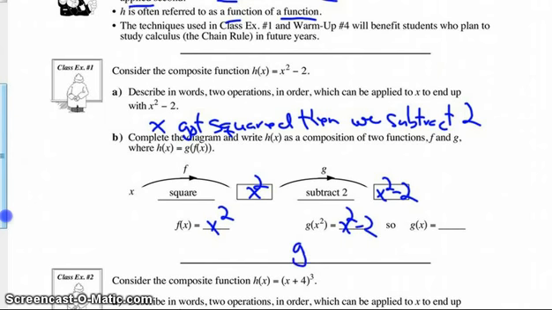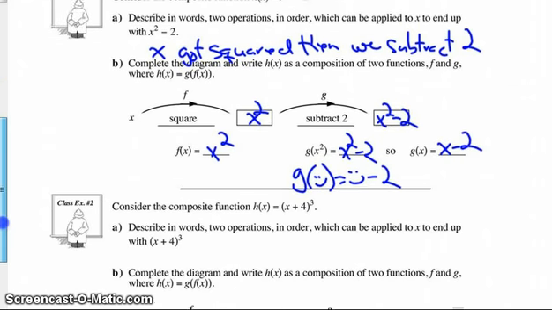So if g ended up with a happy face inside of it, that's what was the input, then it would be happy face minus 2. Whatever its input is, it subtracts 2 from whatever you throw in there. We threw in an x squared, it came out as x squared minus 2. So what is the actual thing that g at x does? It is really x minus 2. That's what it does.